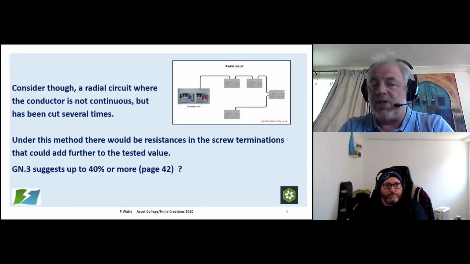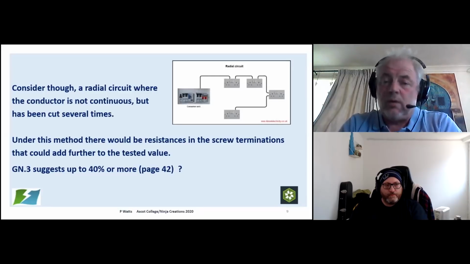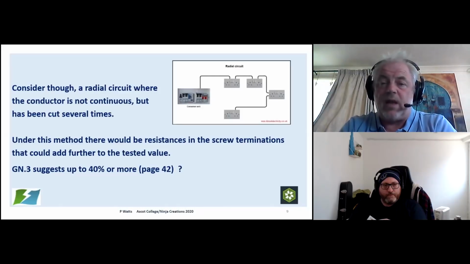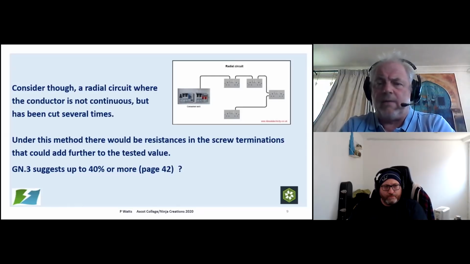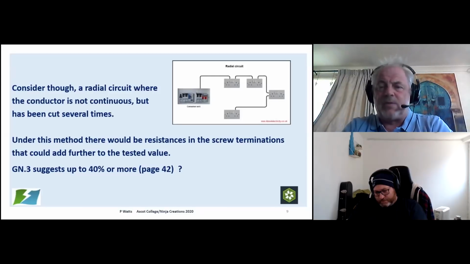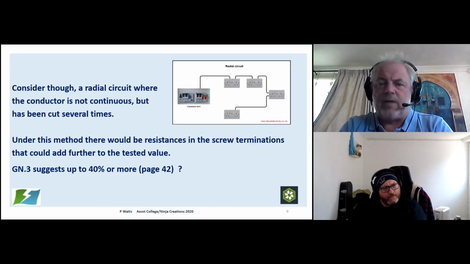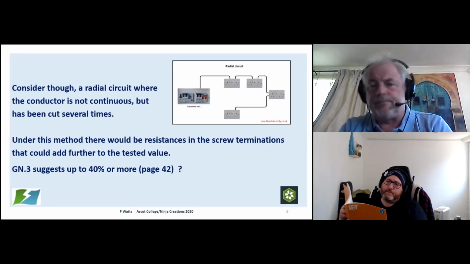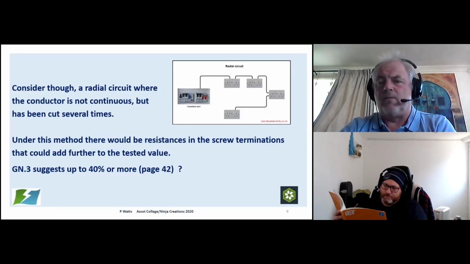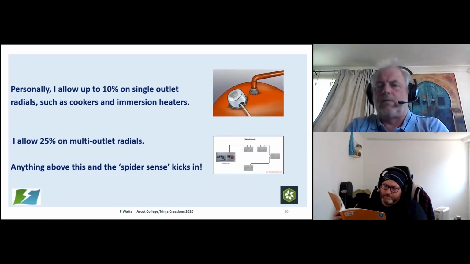Now, if anybody wants to check out page 42 of Guidance Note 3, they suggest a figure of up to 40%. I think they had a test value of 0.82, and they said up to 1.4 they would accept. That seems quite excessive to me to allow an extra 40% for these connections, but that's what they're suggesting. I personally don't really comply with that.